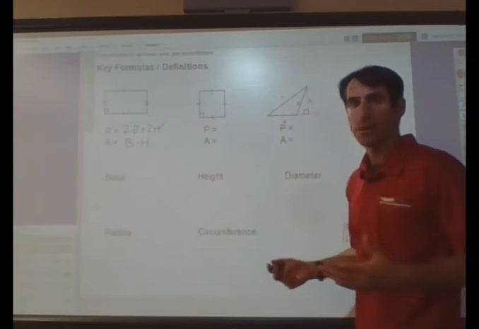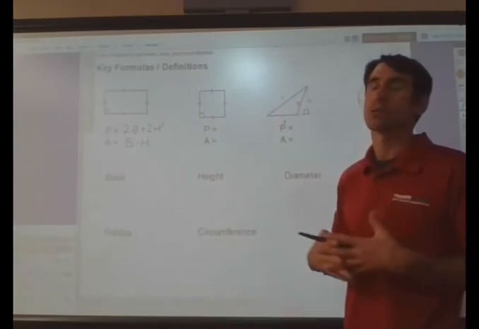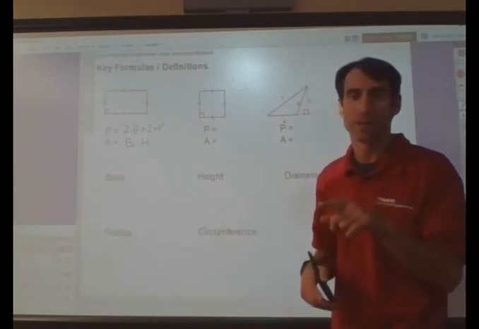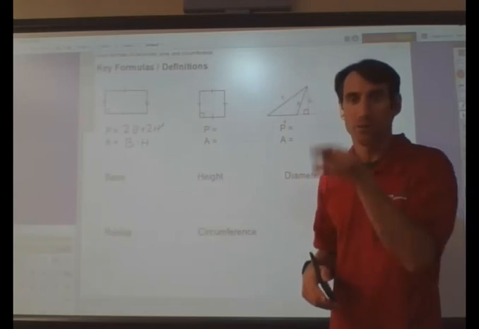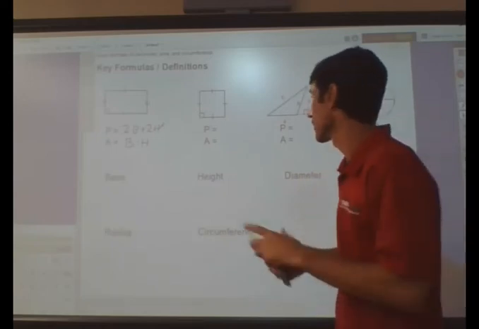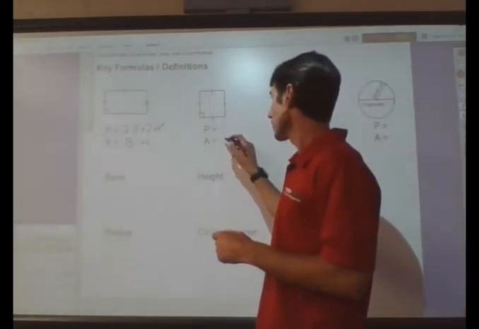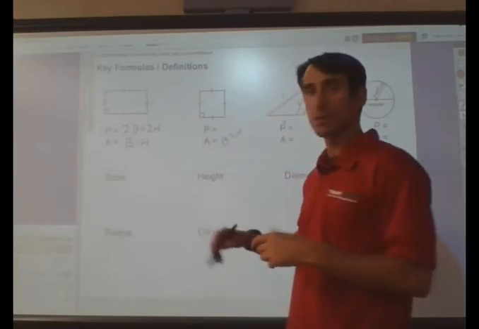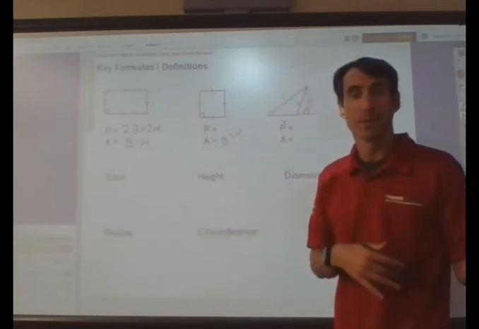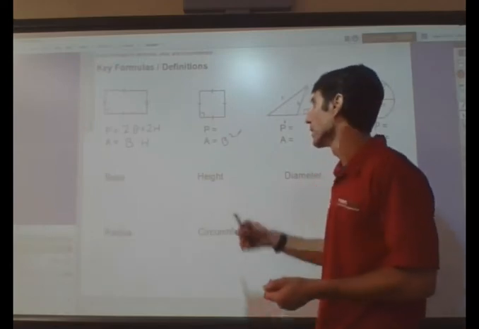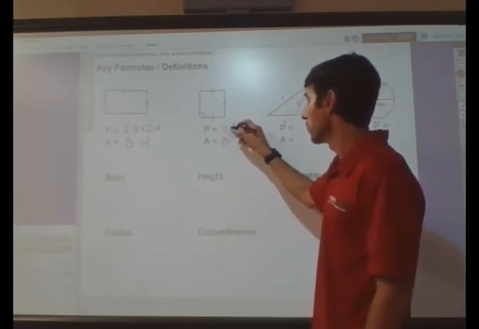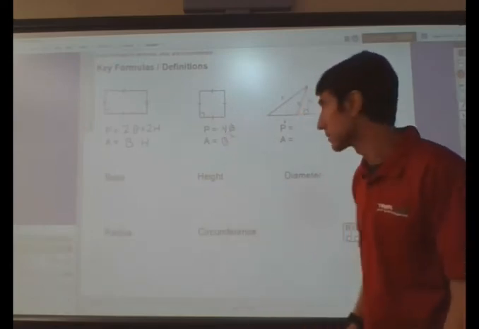For a square, well, that's just another rectangle, but a special case rectangle where all four sides are equal, congruent. So the area is just going to be the base squared, because it's the base times the height, and the height is the base, so base squared. And the perimeter is just going to be, well, you have 4 of them, so 4 times the base.